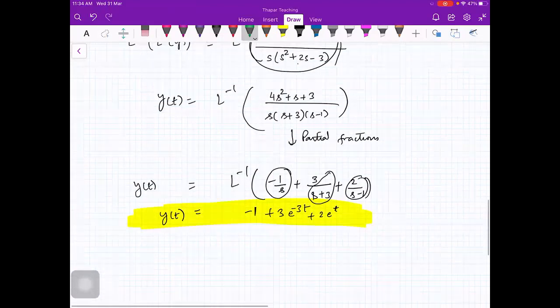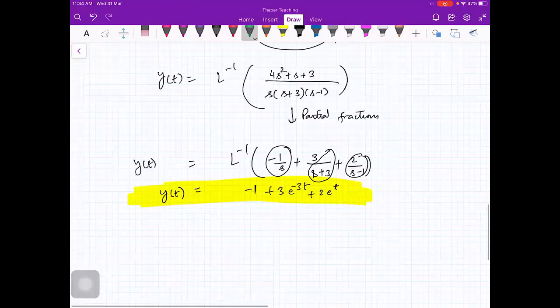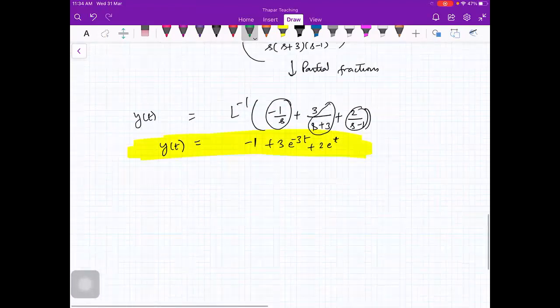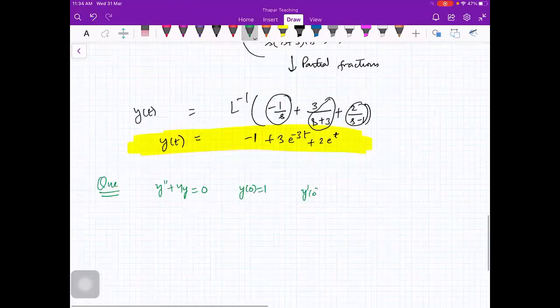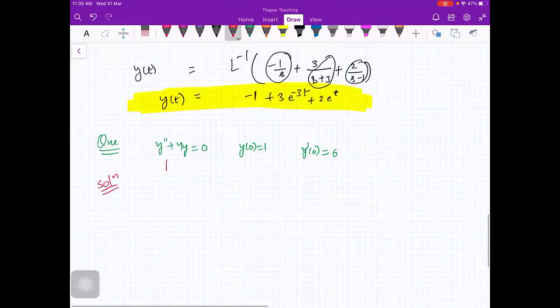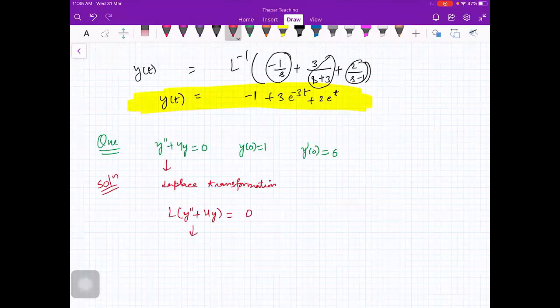Let us do one more problem. Y double dash plus 4y is equal to 0. Y of 0 is 1. Y dash 0 is 6. So again, same thing. You will take Laplace transformation. If you take Laplace transformation, you'll get L of y double dash plus 4y is equal to 0. Now you use linearity. L of y double dash plus 4 L of y is equal to 0.